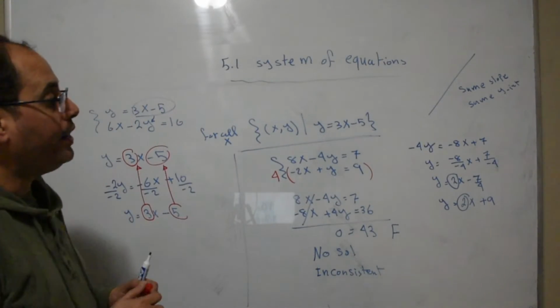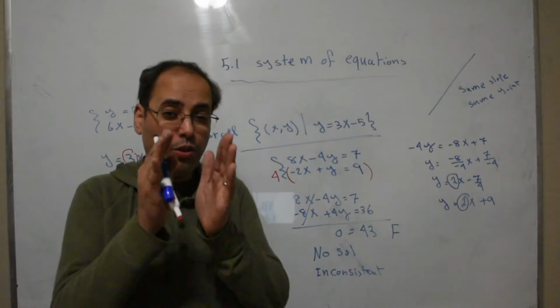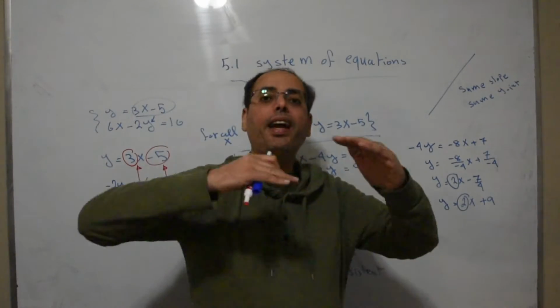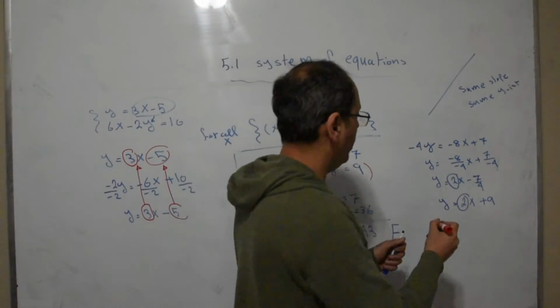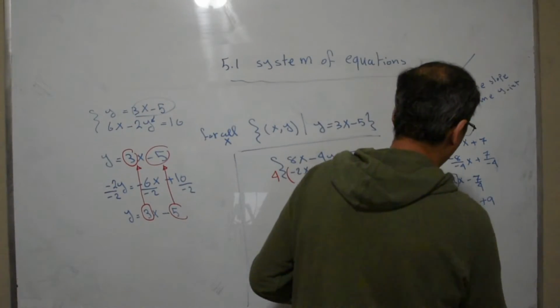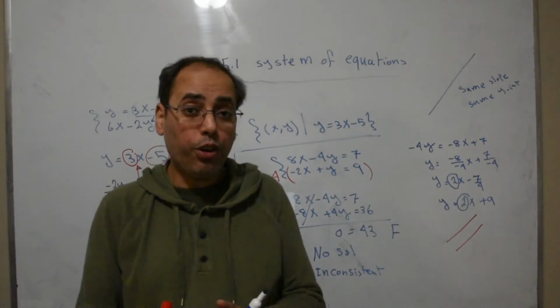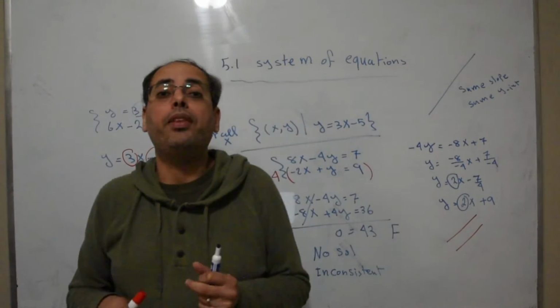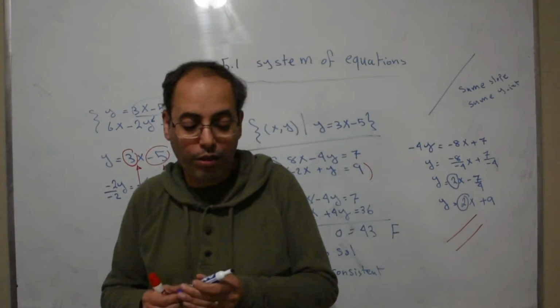If I have just the same slope, therefore the two lines are parallel because they have different y-intercepts, and in this way I have no solution. Okay, I hope that this idea illustrates what you have learned about systems of equations.